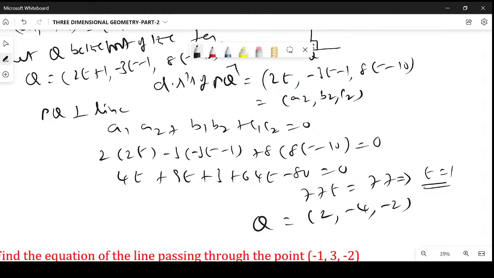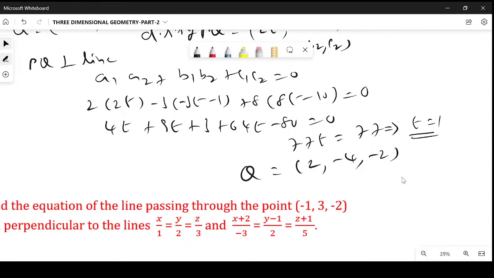Correct. They are asking for the perpendicular distance from P to Q and also the equation of the line. So I can find the distance PQ and the PQ equation, right? We know the points: P is 1, 0, 0 and Q is 3, minus 4, minus 2. What is the distance between P and Q? We know the points, so it is root of (2 minus 1) whole square, plus (minus 4 minus 0) whole square, plus (minus 2) whole square. You substitute the values here.